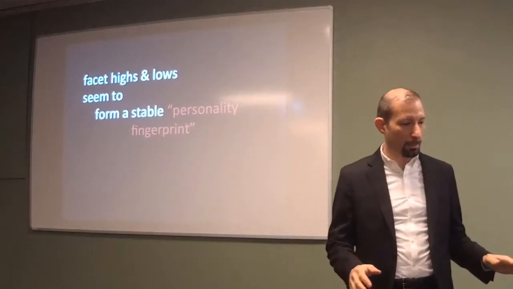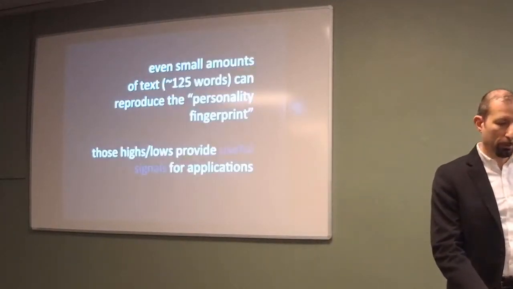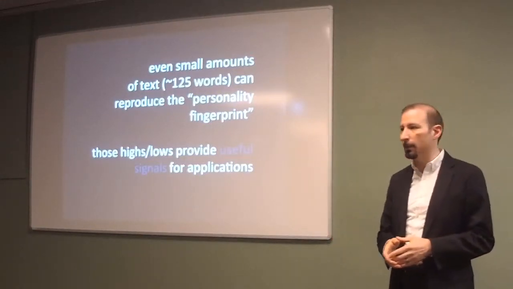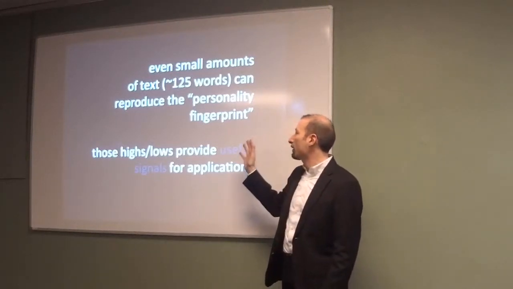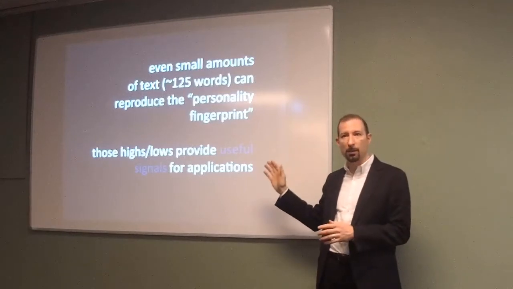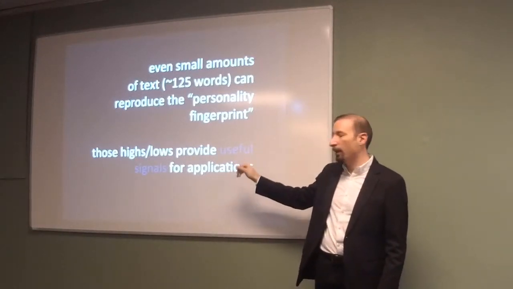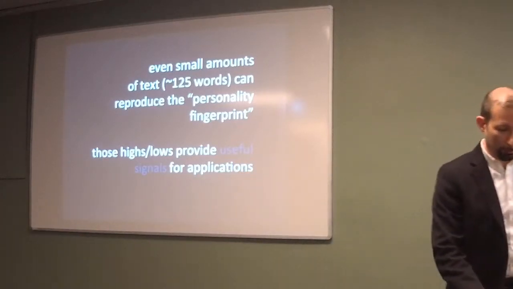So the facet highs and lows seem to form a stable personality fingerprint. This isn't proven, but you stare at data and you see patterns, and that's the pattern I see, so I bet that can be proven. And even small amounts of text seem to reproduce that fingerprint. I've done a number of cut-down analyses, and that's what you get out of it. Then the highs and lows provide useful signals, and you can use them in applications, and probably people will, and that will be exciting.